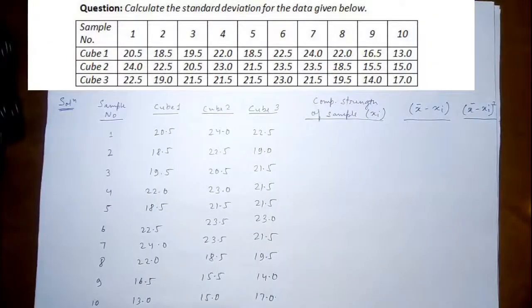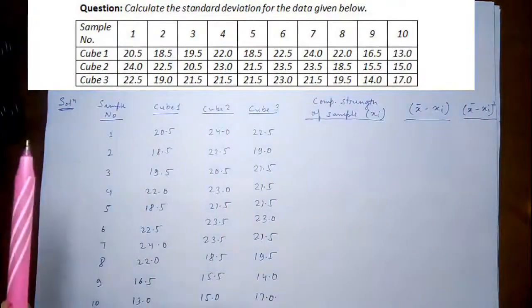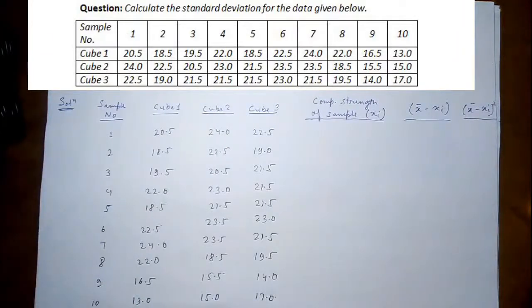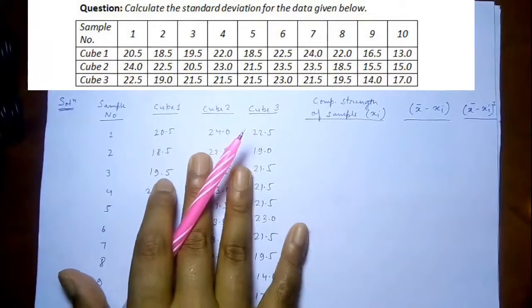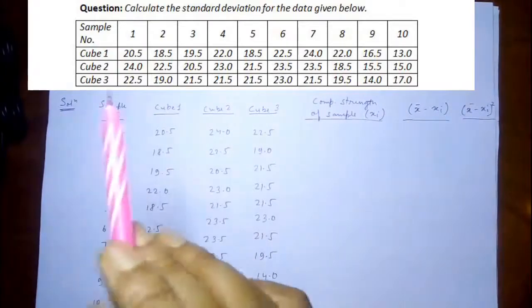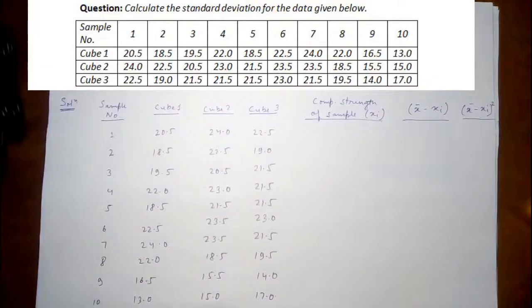So in this next question we are asked to calculate the standard deviation, and 10 samples are given, and for each sample 3 cubes have been used and their readings are given for the compressive strength. So we are asked for the standard deviation for this given data, and what I have done, I have arranged this data somewhat in this fashion. What are given in the question as rows, I have given as the column headings. So I have sample numbers here, and the cubes 1, 2 and 3 arranged in this manner.